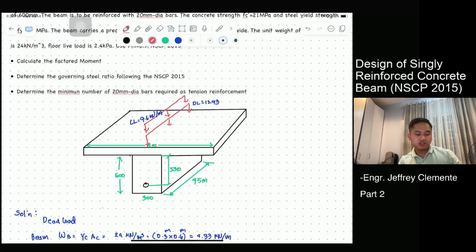Okay, proceed to the next problem or next question. Determine the governing steel ratio following the NSCP 2015.